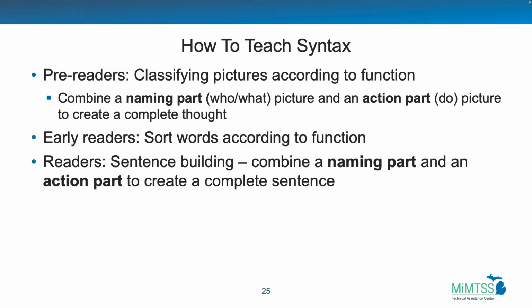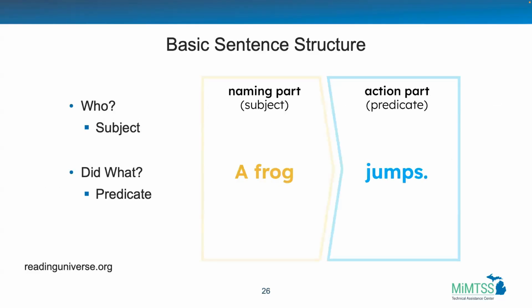Our early readers can sort words according to function. And this can be done and really should be done with decodable words because then we're connecting our decoding instruction and our syntax instruction. So you have a list of decodable words and you are sorting these words according to function. The who or the what pictures and the verb pictures, the action pictures. And then, of course, for our readers, we can do some sentence building. We're going to combine the naming part and the action part to create a complete sentence. That leads us to basic sentence structure.